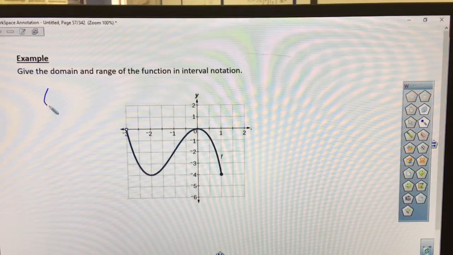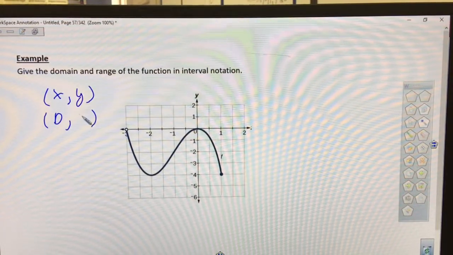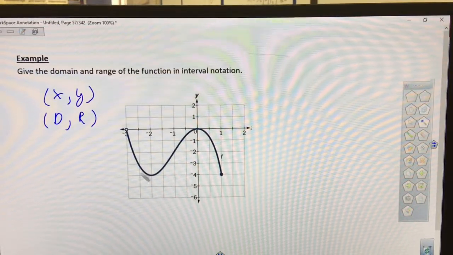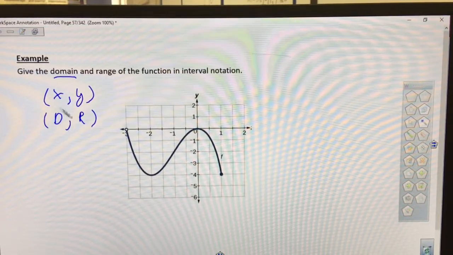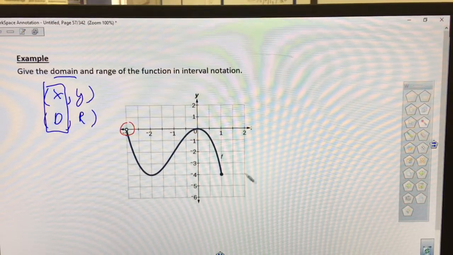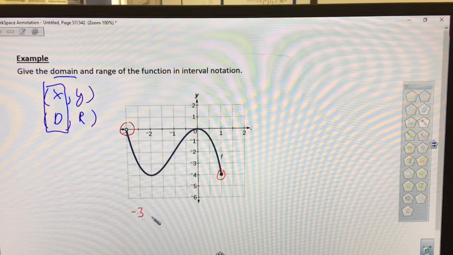What comes first in the alphabet? X or Y? What comes first in the alphabet? D or R? D represents the x values, the domain represents the x values, the range represents the y values. To find the domain, I'm going to find the furthest left x value. Furthest left x value is over here at negative 3. The furthest right x value is over here at 1. So it's going to be from negative 3 over to 1.